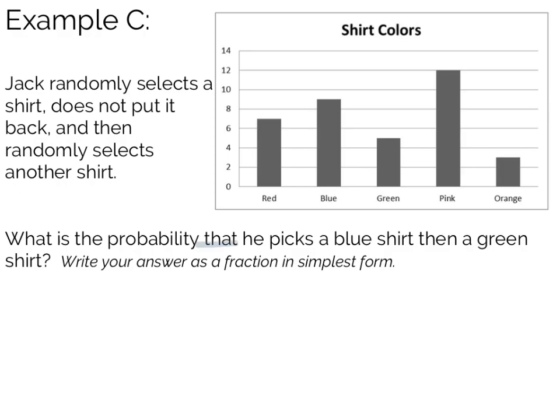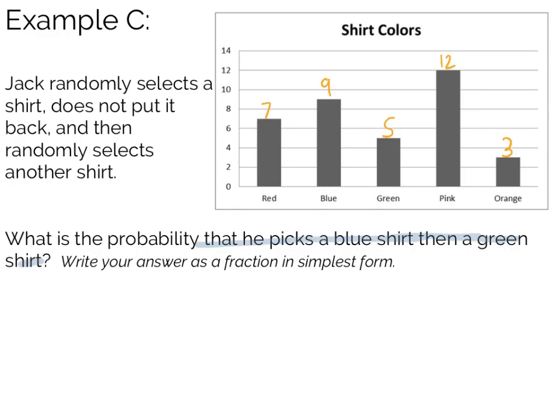So the important information here is that he wants a blue shirt and then a green shirt. So we need to figure out what the probability of getting a blue shirt and then a green shirt is. So first, we have to determine how many blue shirts he has, or how many shirts he has total in this graph. So I'm going to put a number above each column so I know how many shirts we have. So we have 7 red shirts. It looks like we have 9 blue shirts. We have 5 green shirts. We have 12 pink shirts, and it looks like we have 3 orange shirts.